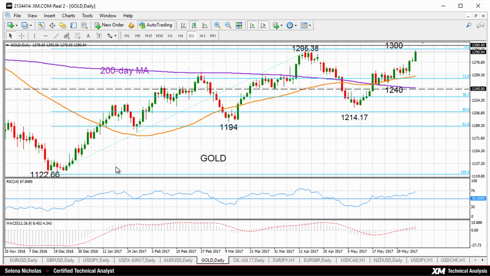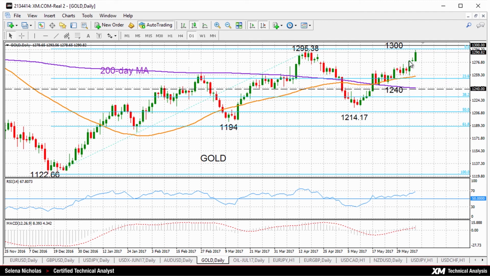Gold, it's been making higher highs, higher lows. We're now approaching key 1300 level. We saw a pickup in upside momentum today, but the high at 1295.38 needs to be cleared in order to gain more upside momentum. But it's looking bullish overall in the medium term, because we did have a bullish crossover of the 50-day moving average above the 200-day. And there's important support now at this 200-day moving average, which is close to the 1240 level.